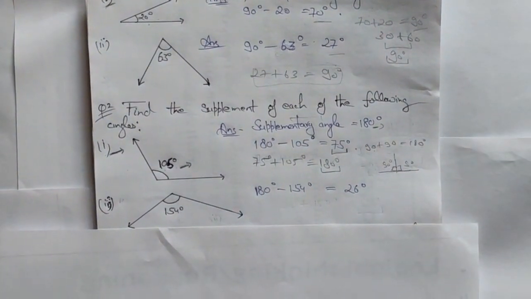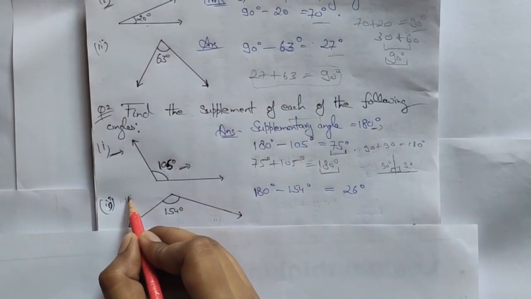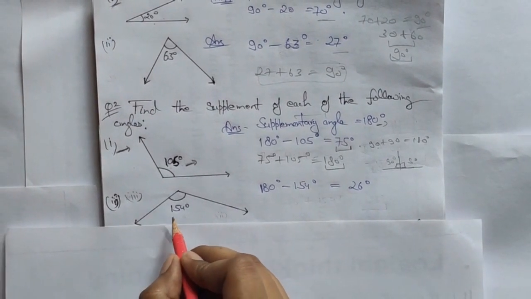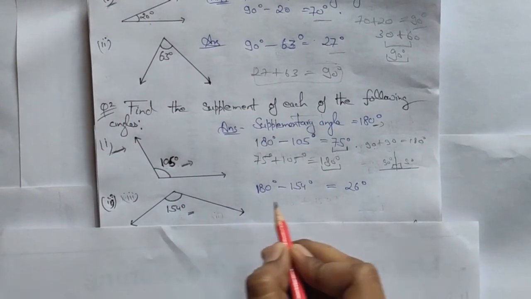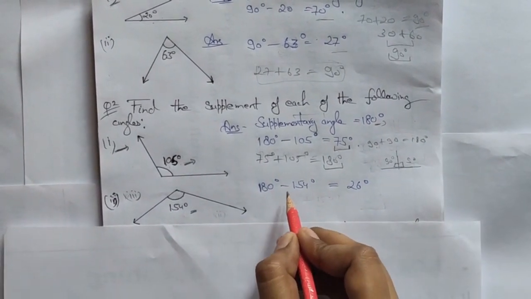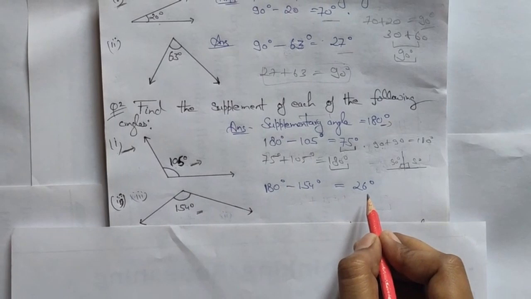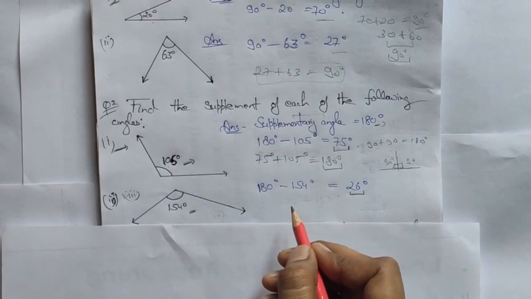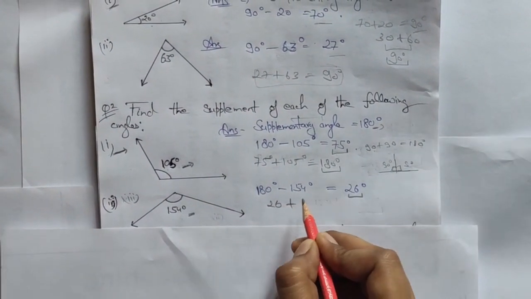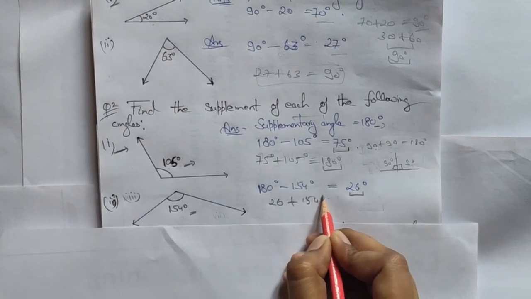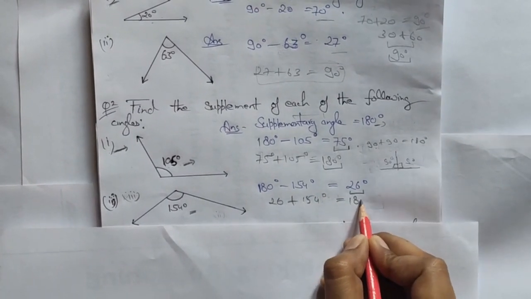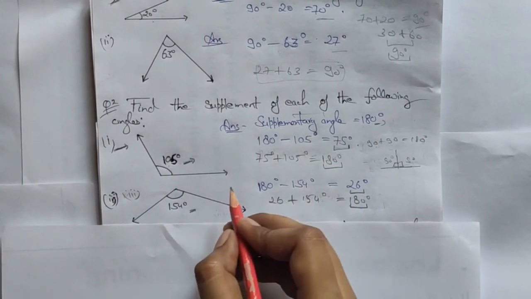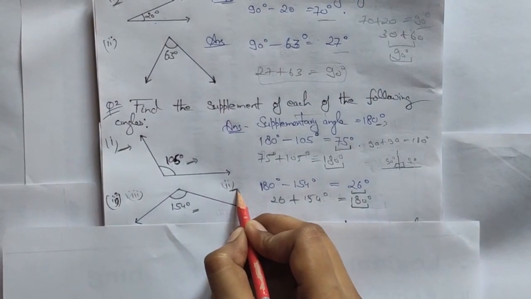Okay. Now come to the third part of this question. Here we have to find the supplement of 154 degrees. So 180 minus 154 is equal to 26 degrees. And you know what you have to do for verifying your answer: just add 26 with 154 degrees. If you get 180, this means that this answer is right. And solve the second part of this question by yourself in your notebook, okay?